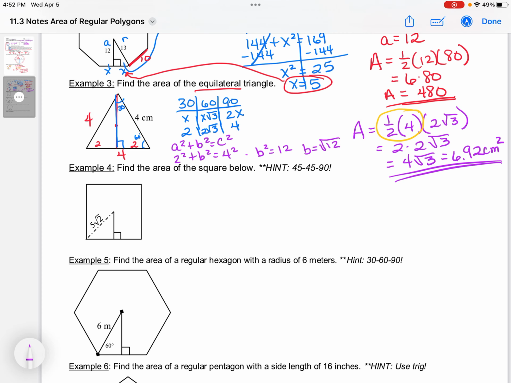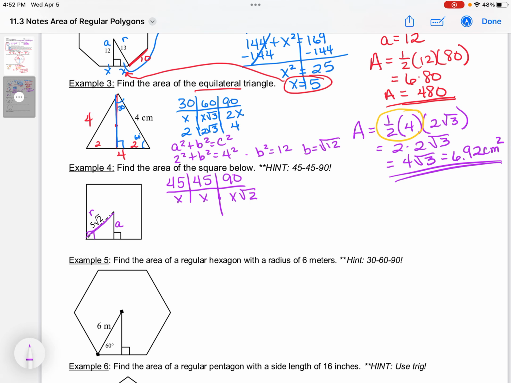Okay, square. Square should be relatively easy because the sides are equal and it's a square. But all we know is this weird little side right here, which is 5 times the square root of 2. So, since all the angles are right angles, we know that when we cut it, that's the radius, remember? And this is the apothem. So, we have a 45, 45. So, we're going to write our little 45, 45, 90.